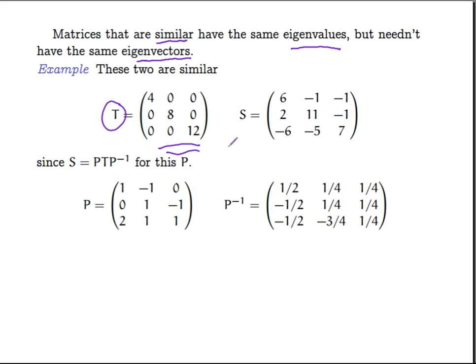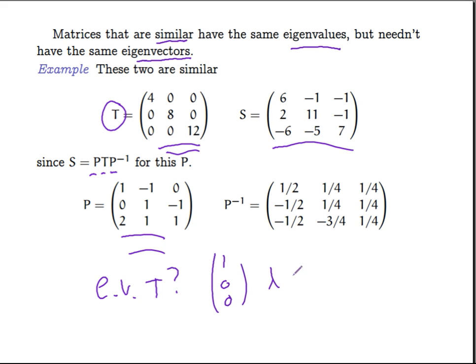What are the eigenvectors of T? Look at it for a second, see if you can see what they are. Well, notice if we multiply T by 1, 0, 0, then I get 4 times 1, 0, 0. So this is an eigenvector with eigenvalue 4. If I take 0, 1, 0 and multiply by the matrix T, I'm going to get 8 times 0, 1, 0, so this has lambda equals 8. And similarly, the vector 0, 0, 1, multiplied by the matrix, I'll get lambda equal 12.